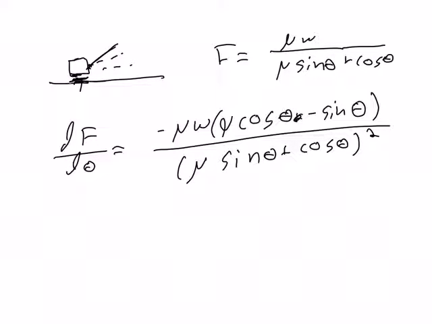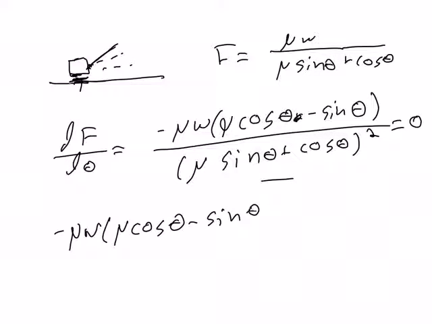So now we're asked to find when is this equal to 0, right? We're asked to find when is the rate of change of the force equal to 0. So you can just multiply by the bottom over here, so that's 0. So we're trying to find when negative mu w times u cosine of the angle minus sine of the angle is equal to 0.